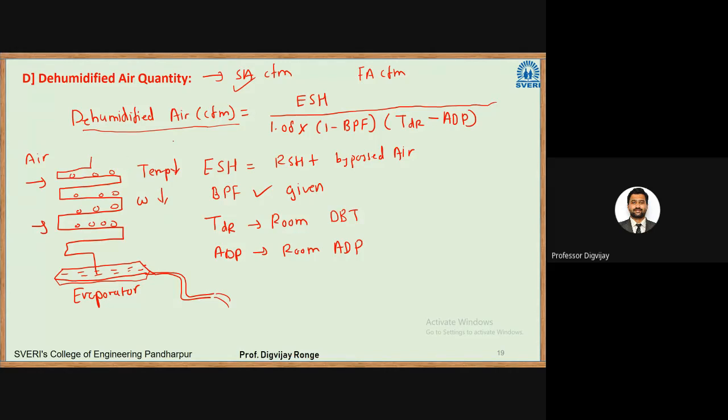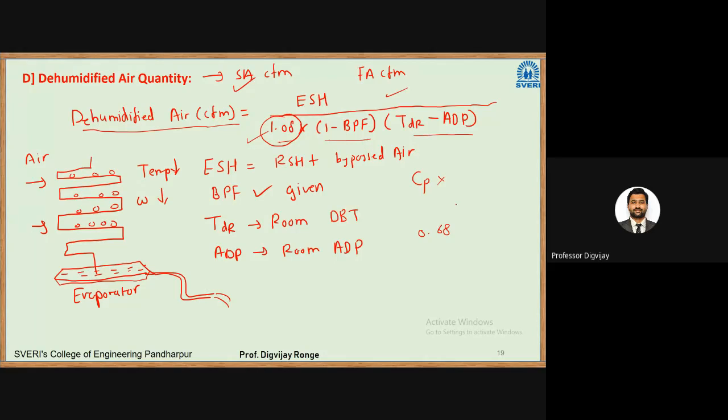So dehumidified air quantity is calculated by this formula: effective sensible heat divided by 1.08 into (1 minus bypass factor) into (room dry bulb temperature minus apparatus dew point). Now this 1.08, some constants are clubbed together. There is the specific heat of air, and it is multiplied by its specific volume. That way you'll get this value 1.08 for sensible heat. If you are going for latent heat, there is a factor of 0.68, right?